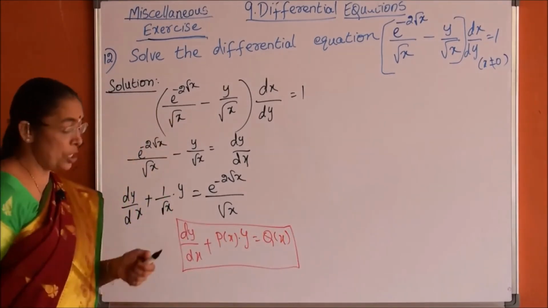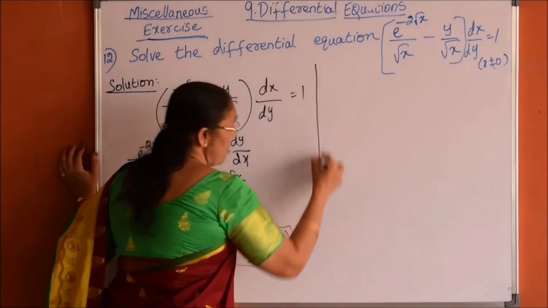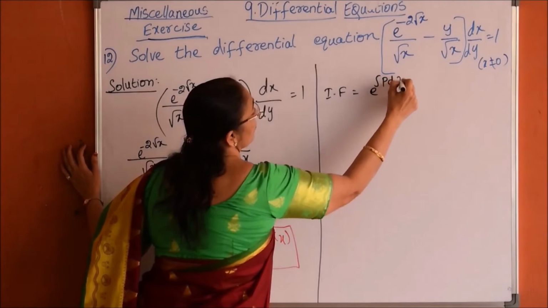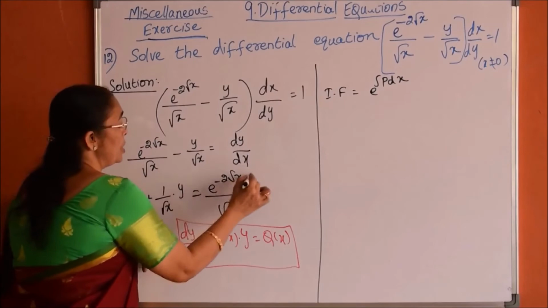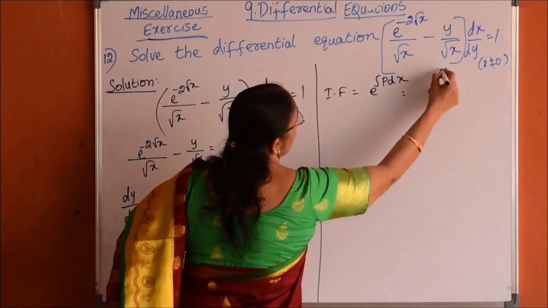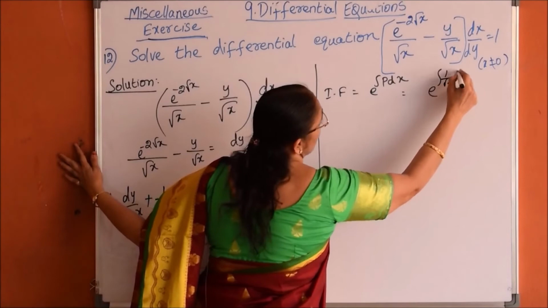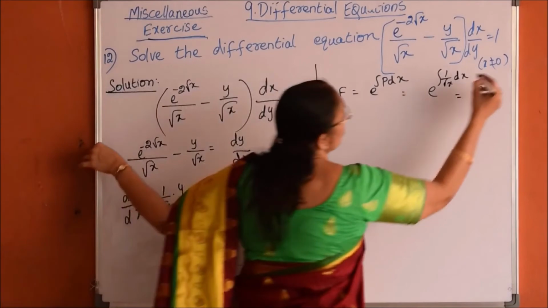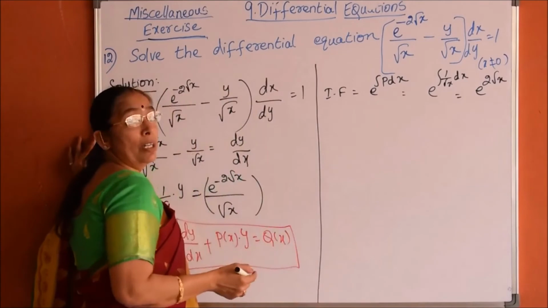For this, the procedure to solve is we have to find out the integrating factor. Our integrating factor is e power integration of p dx. Here p value is 1 by root x and q value is this whole term. So e power integration of p dx is e power integration of 1 by root x dx, and integration of dx by root x is 2 root x. So the integrating factor is e power 2 root x.